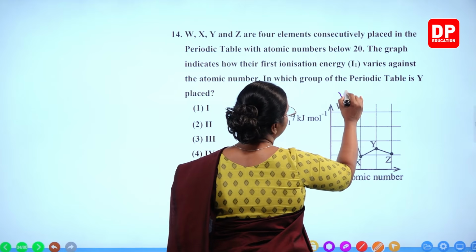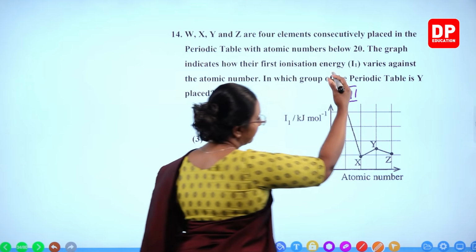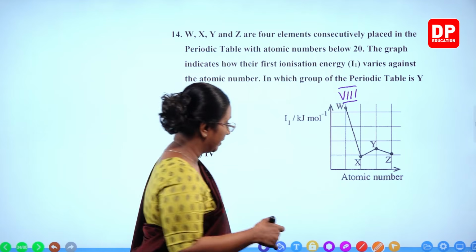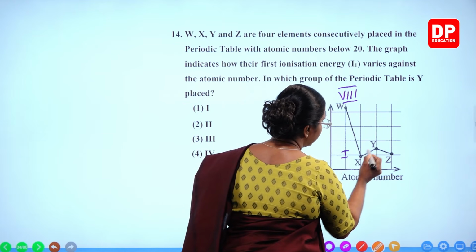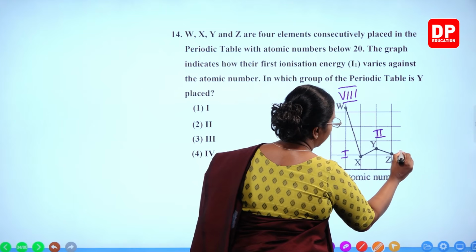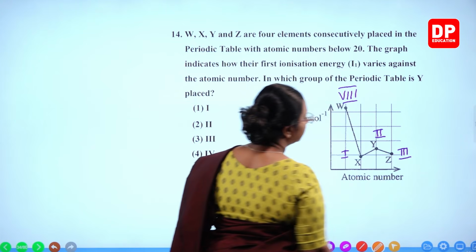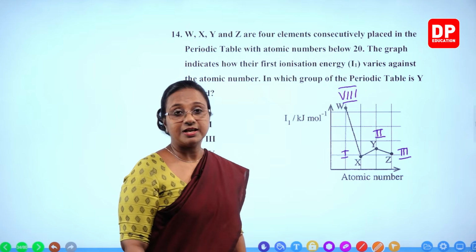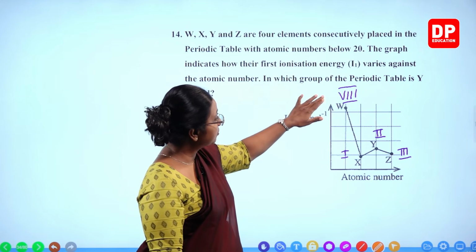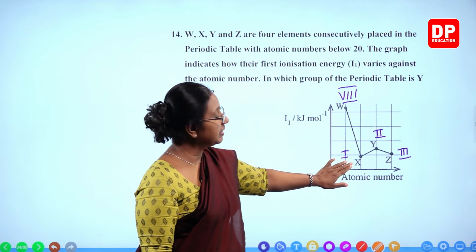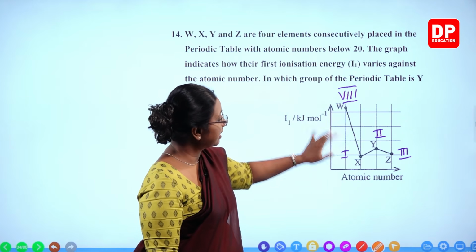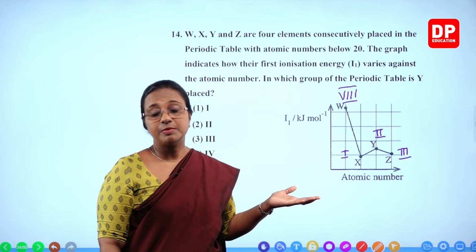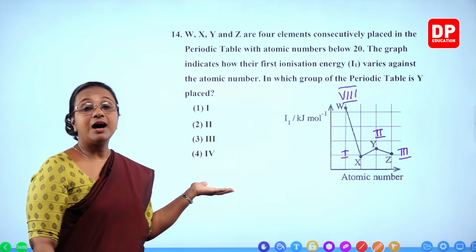This has to be group 8 of one period. Then X has to be in the group 1 of the next period. So this has to be group 1. So Y will be group 2 and Z will be group 3. Is that okay? So we use this drop to identify the elements. If this was in the first period, this would be the second period. If this is the second, this would be the third period. Like that, you can identify the elements also depending on the answers given.